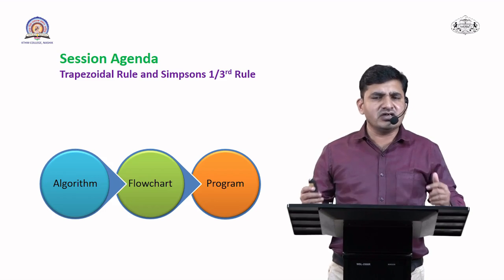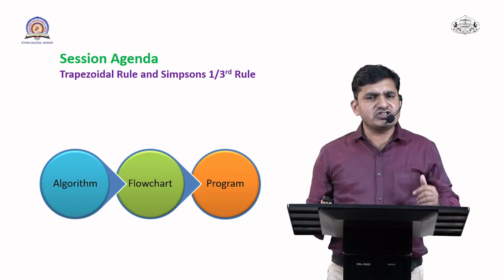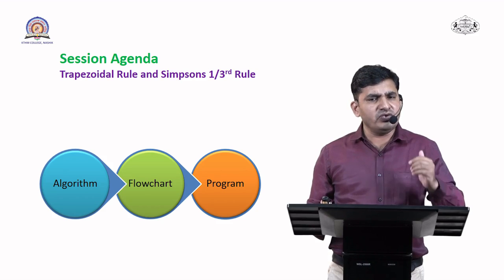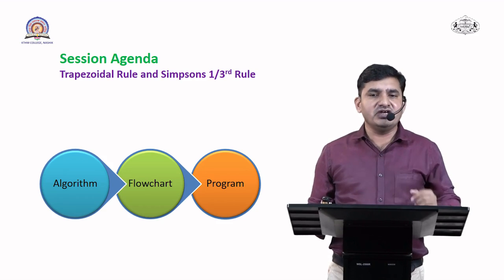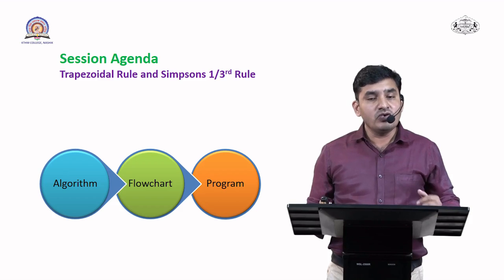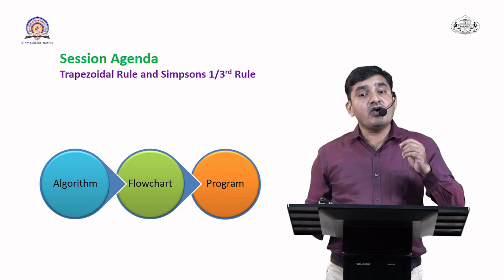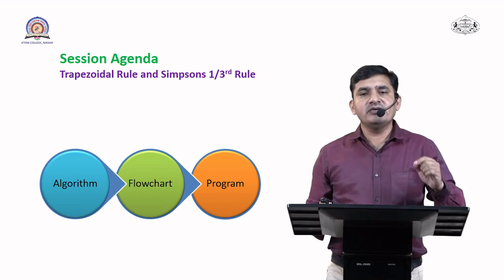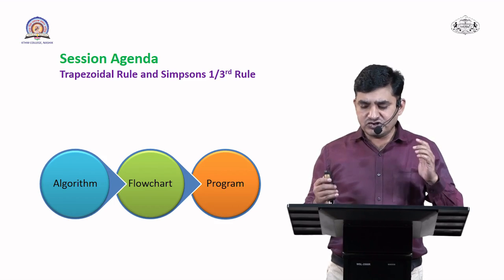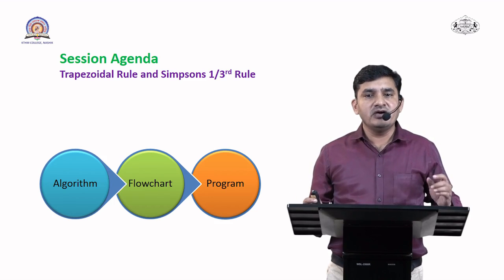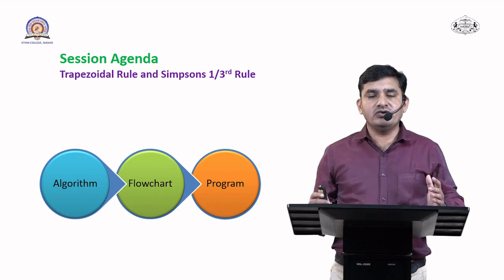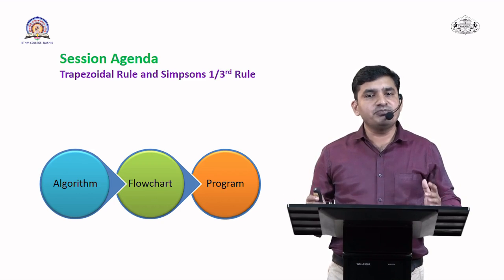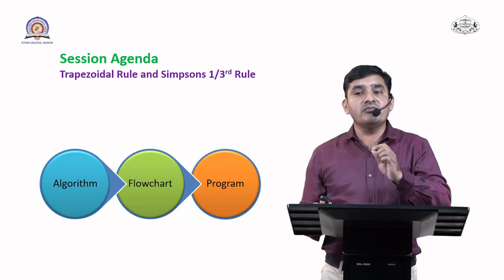And the Simpson one-third rule is the integration from x0 to xn of y dx, equal to h by 3 in bracket y0 plus yn plus 4 in bracket the odd terms, that is y1 plus y3 plus y5 and so on up to yn minus 1, plus 2 in bracket the even terms, that is y2 plus y4 plus y6 and so on up to yn minus 1.